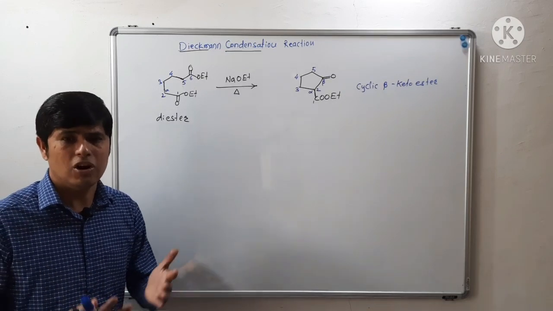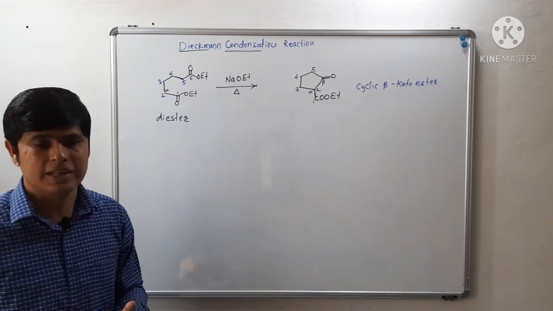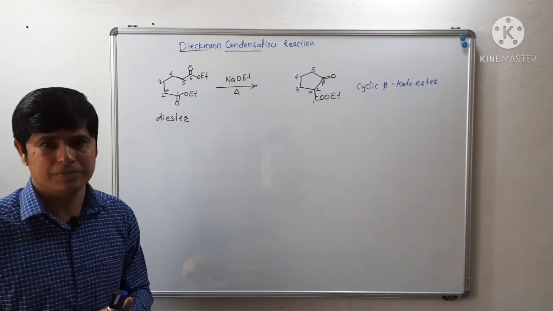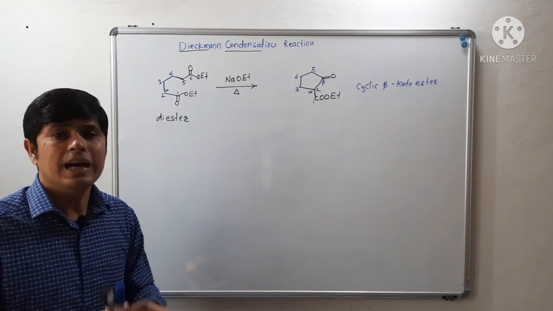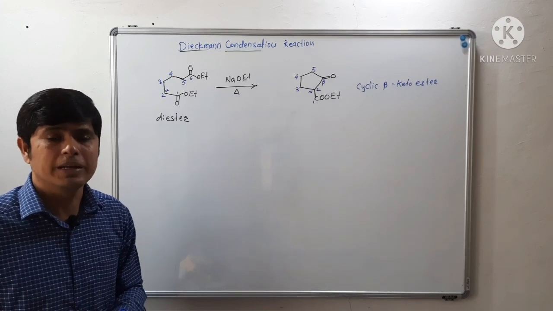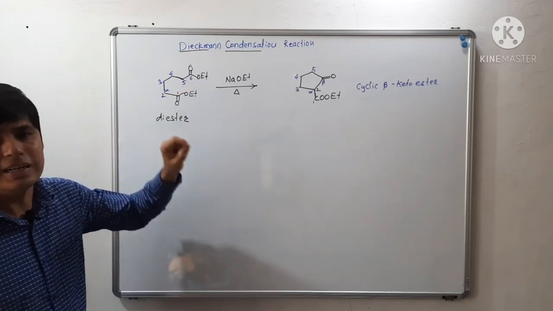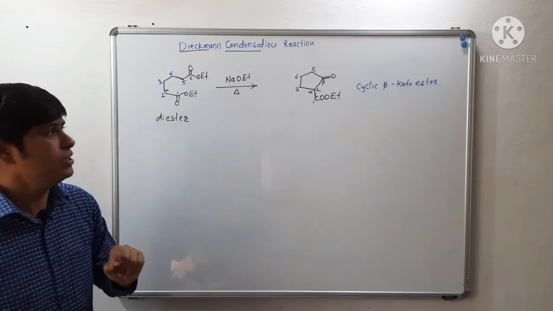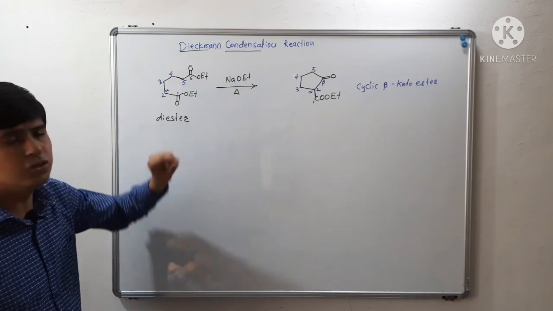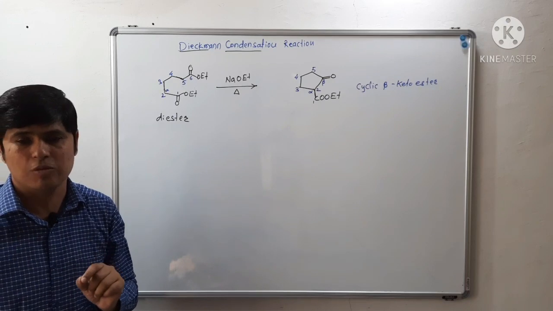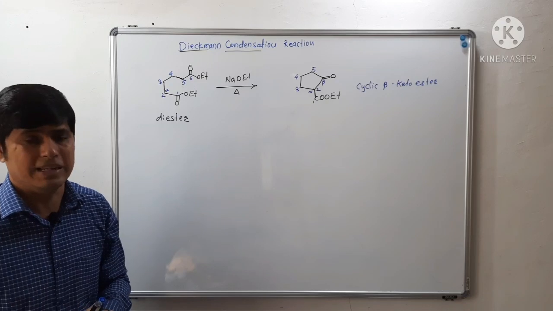You know, the Claisen condensation reaction is a reaction of two ester molecules, two of the same ester, which have alpha hydrogen atoms, to give a beta keto ester. That is the Claisen condensation reaction, so this is the intramolecular version. So what is the condition for this Dieckmann condensation reaction? The diester molecule should have an alpha hydrogen atom, otherwise this reaction will not take place.